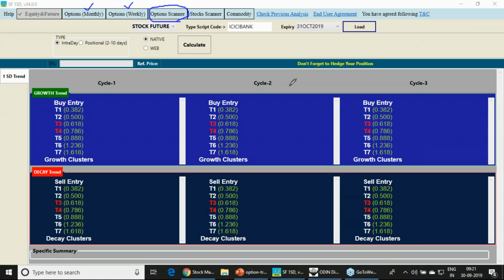Most importantly, you should know how to choose a strike to trade in the options, specifically for the intraday trades, because every script has a number of strikes. All strikes will not be suitable for intraday trade. That is very important, and you need to understand it very carefully.